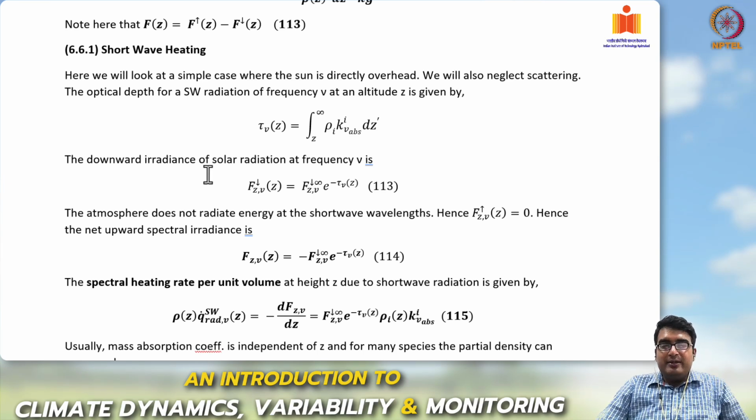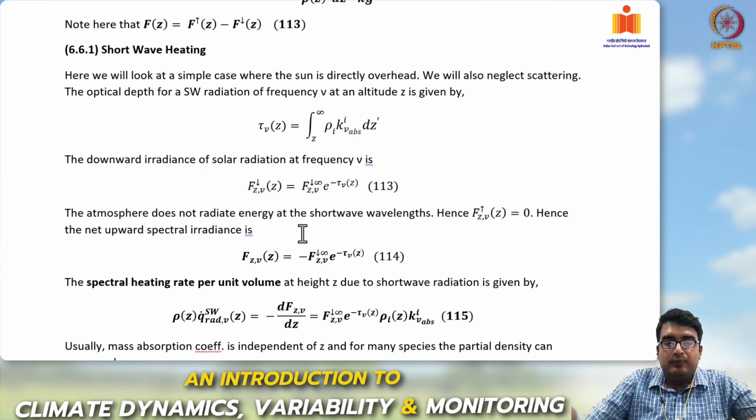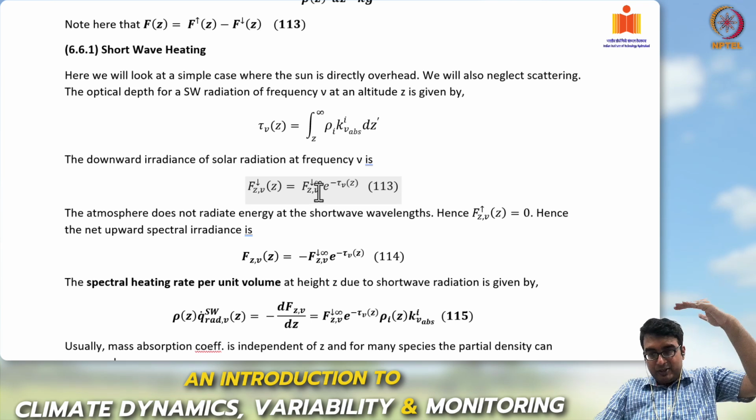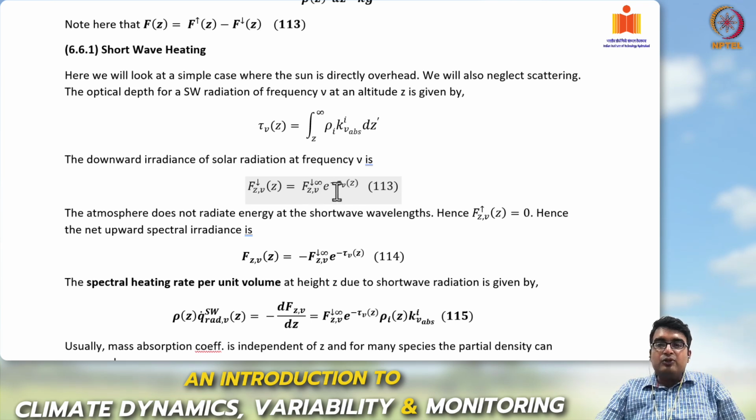The downward irradiance of solar radiation at frequency nu, irradiance is basically radiation intensity, is given by, again this comes from the original expression, Fz. This is the downward radiative irradiance, which is radiative flux. So Fz downwards at z equals Fz downwards at infinity, the top of the atmosphere, times e to the power minus tau nu z. Okay.